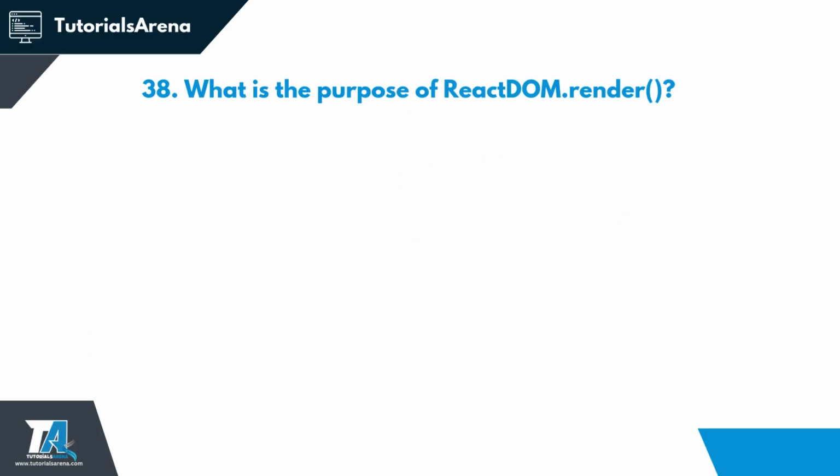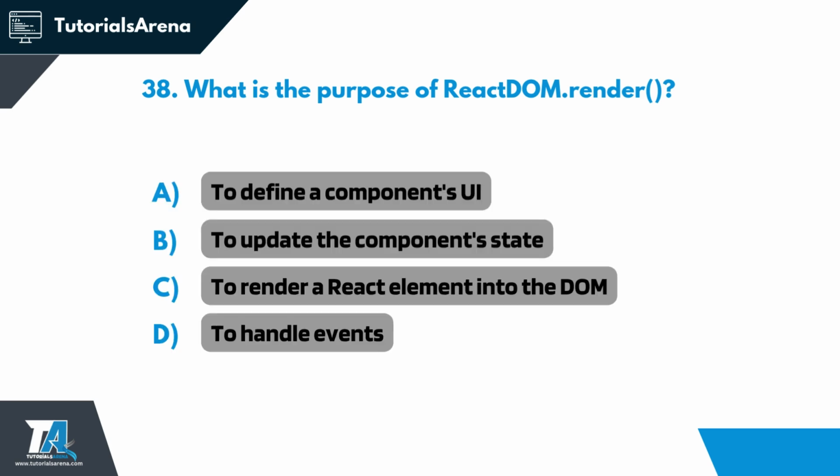Question 38. What is the purpose of ReactDOM.render? The options are option A, to define a component's UI. Option B, to update the component state. Option C, to render a React element into the DOM. Option D, to handle events. The correct answer is option C, to render a React element into the DOM. Moving on to the next question.